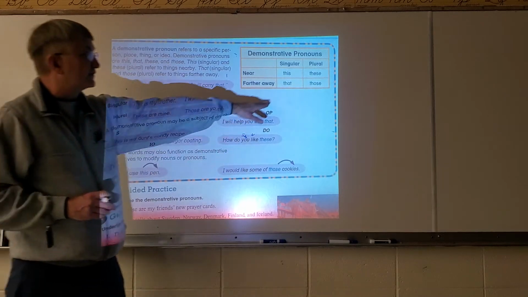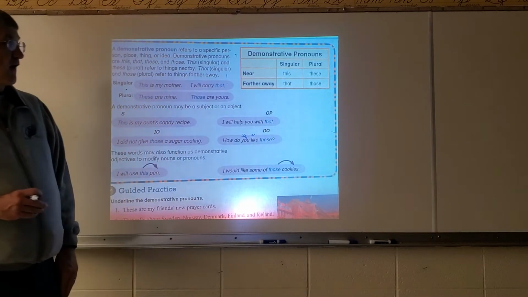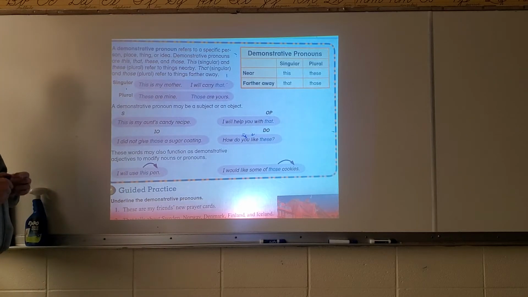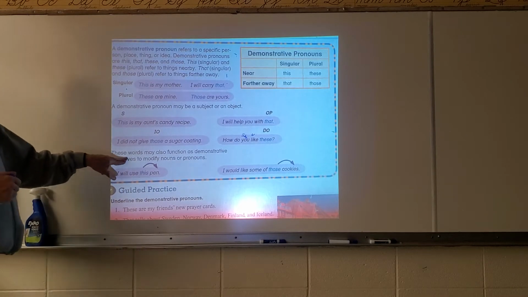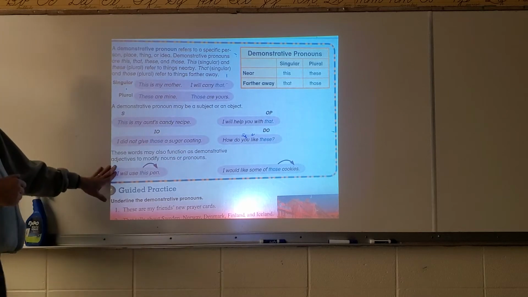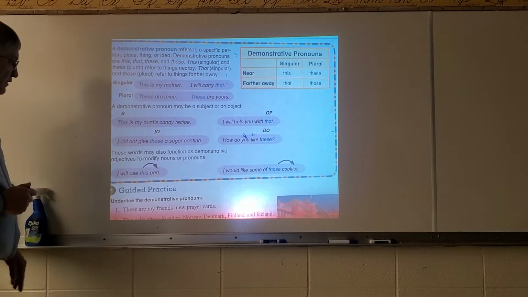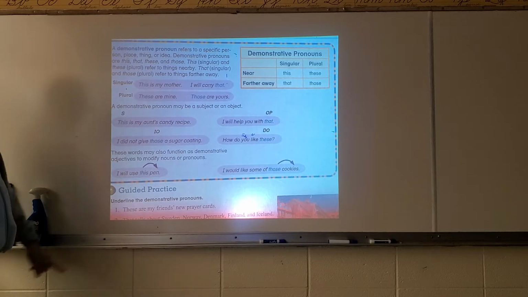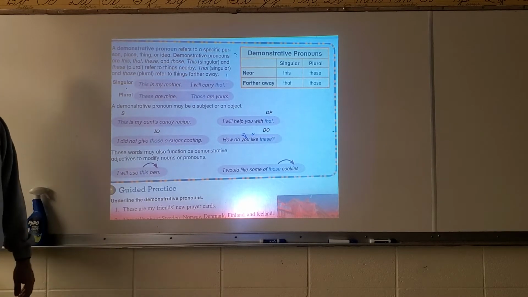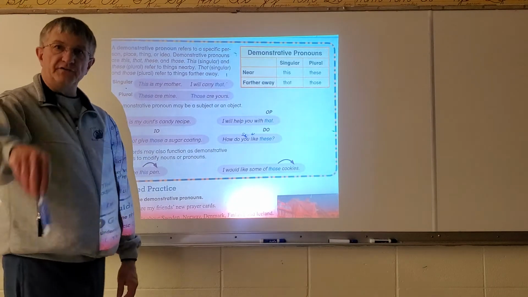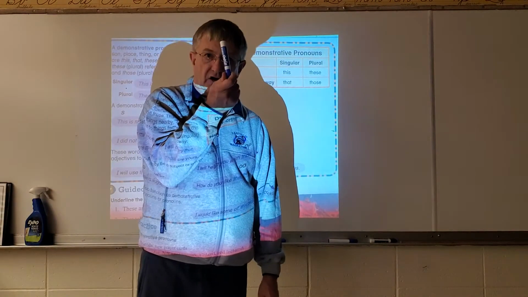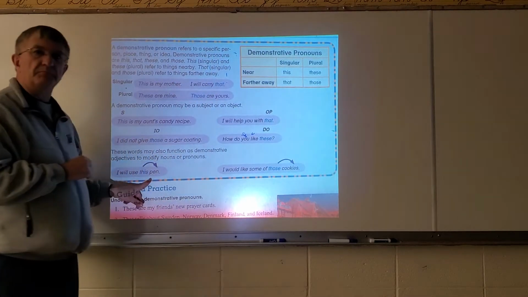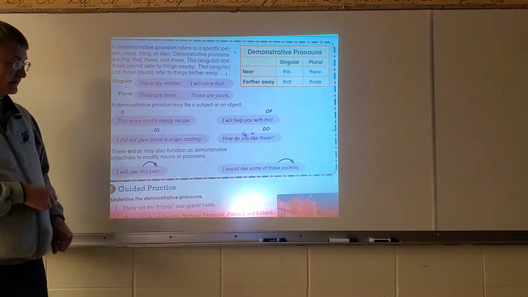Noticing these is something near, asking the question. All right, now, these words may also function as demonstrative adjectives to modify nouns or pronouns. I will use this pen. This is a demonstrative. In other words, it's specifying. I will write your directions with this marker. This is an adjective describing marker in this case instead of pen.